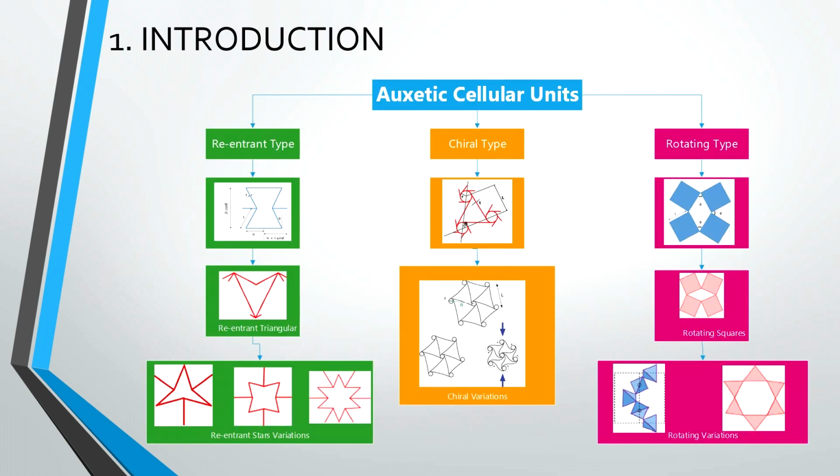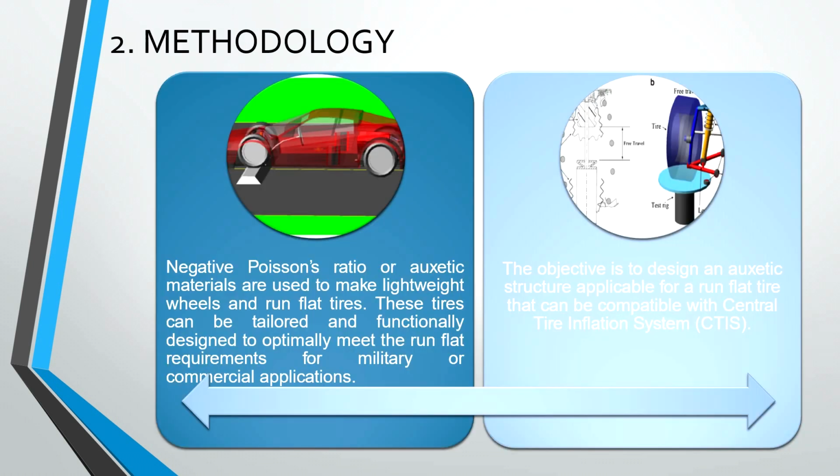The auxetic materials base form are the cellular units, and we divided in different types: the re-entrant type, the chiral type, and the rotating type, each one with its variations. The negative Poisson's ratio or auxetic materials are used to make lightweight wheels and road flat tires. These tires can be tailored and functionally designed to optimally meet the round flat requirements for military or commercial applications.